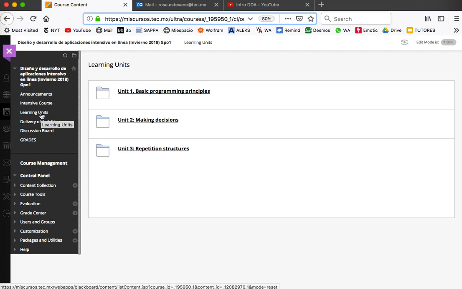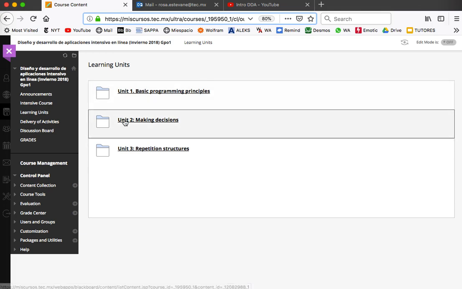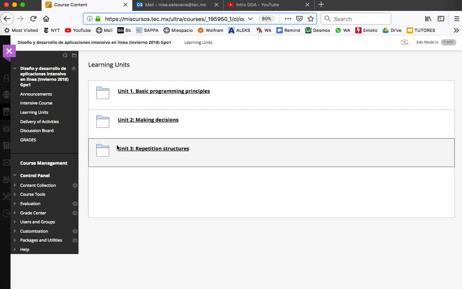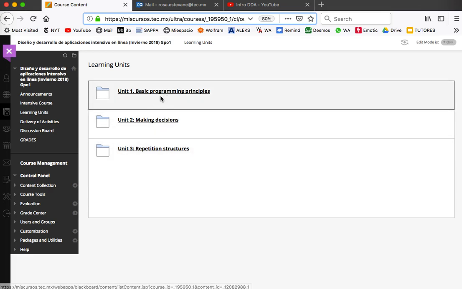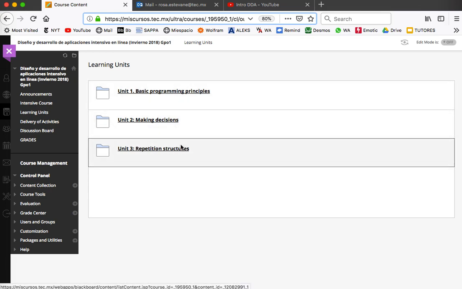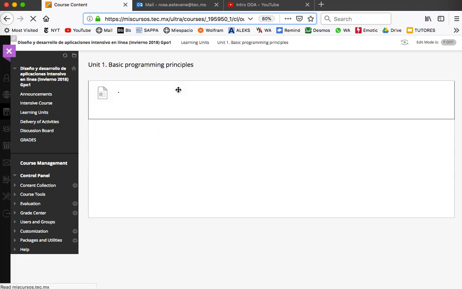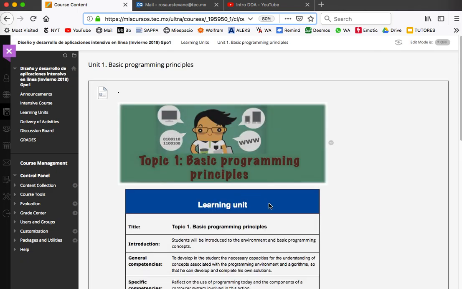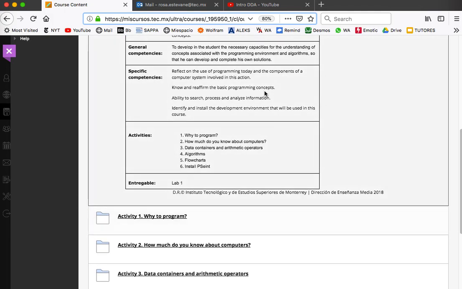In learning units, as we have said, the intention is that you work on one unit a week, okay? So let's see. The first unit is basic programming principles, the second is making decisions, and to finish is the repetition structures, okay? So let's enter into unit 1. Here you have a brief introduction. I recommend you to read it carefully, okay?